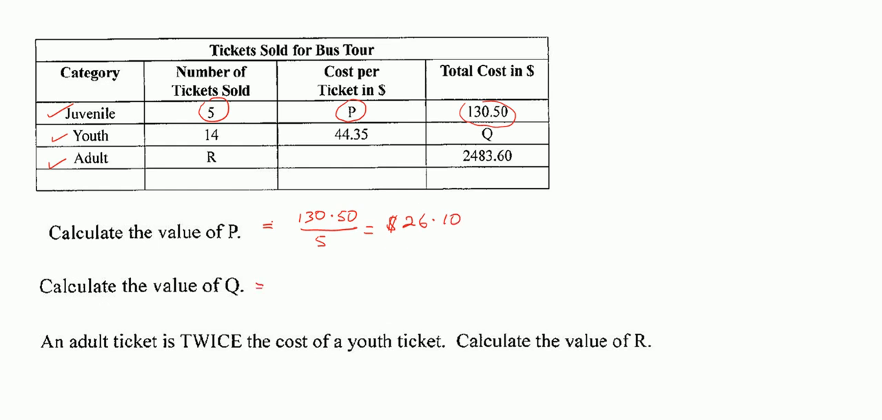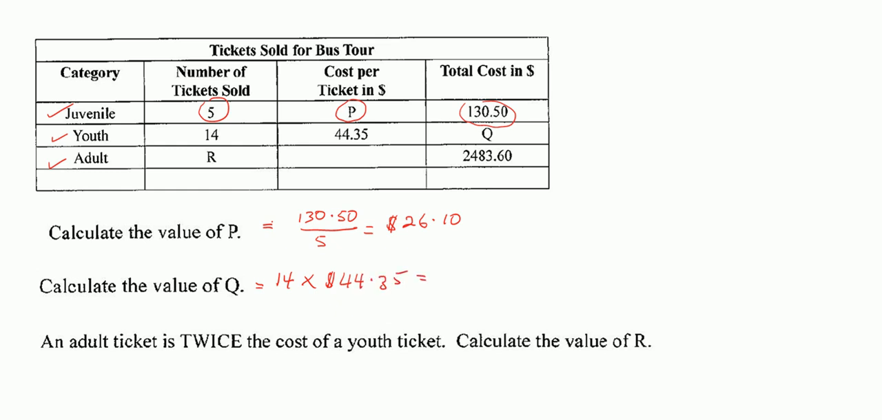Now let's look at the value of Q. So we know that for the category youth, we sold 14 tickets and the cost per ticket is $44.35. What is the total cost? Now the total cost will simply be how many tickets we sold, which was 14, multiplied by the price of one ticket, which is $44.35.